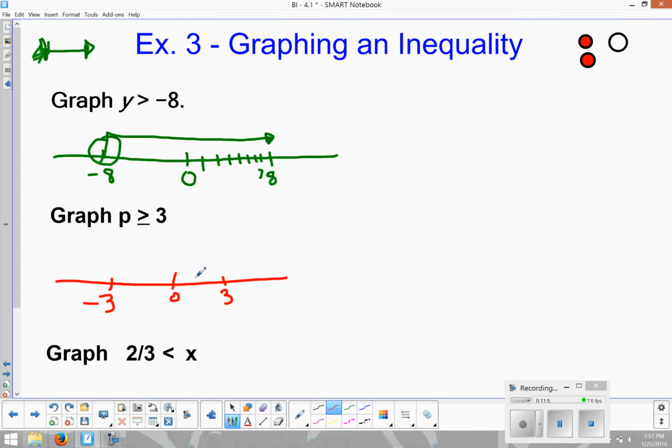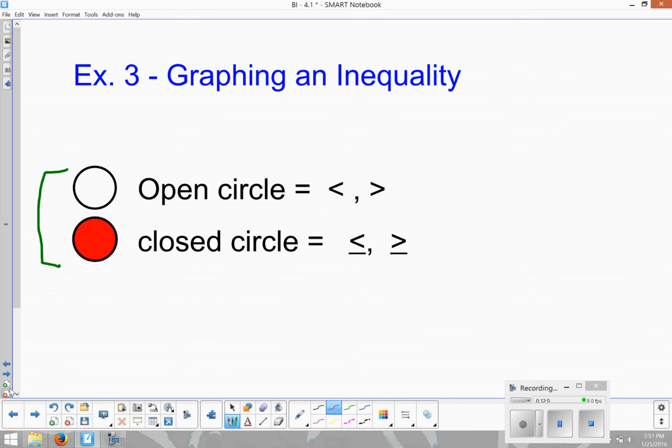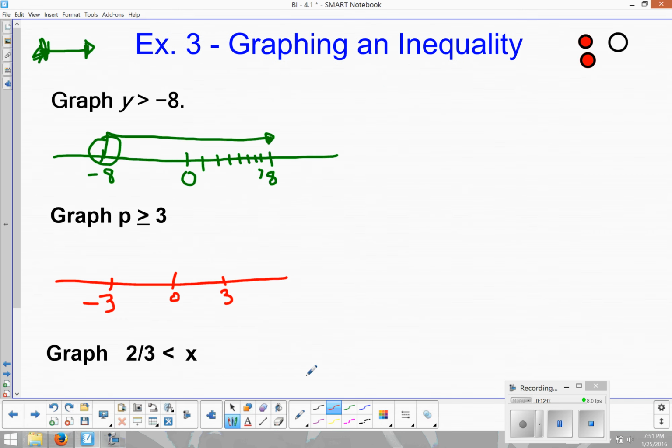Now is this an open or closed circle? Since I have an equal sign at the bottom, take a look. An equal sign at the bottom, I'm going to close my circle. So now I'm going to close this circle. Now, which way should it be pointing? Again, this is like a bow and arrow. It's pointing towards the right, that arrow. So I'm just going to take this and point it towards the right.